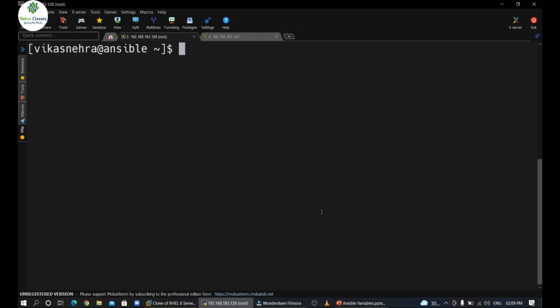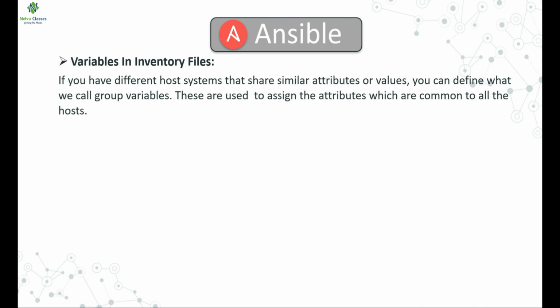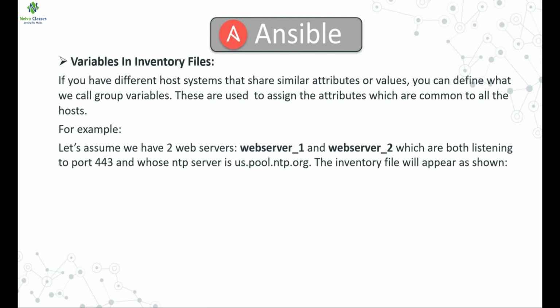Now let's proceed further. Now we will learn how we can use the Ansible variables in the inventory files. If you have different host systems that share similar attributes or values, you can define what we call group variables. These are used to assign the attributes which are common to all the hosts. For example, let's assume that we have two web servers, web server 1 and web server 2, which are both listening on port number 443, and whose NTP server is us.pool.ntp.org.